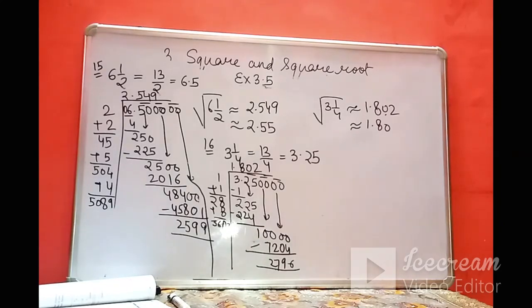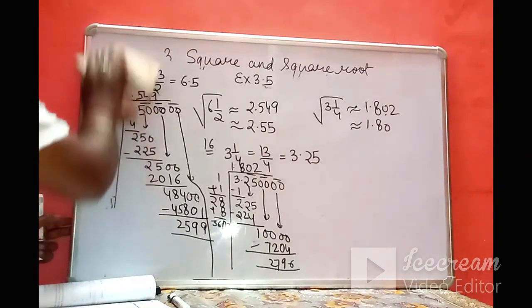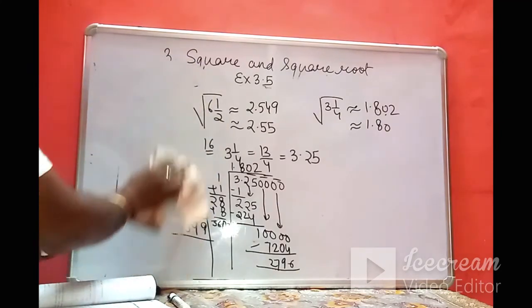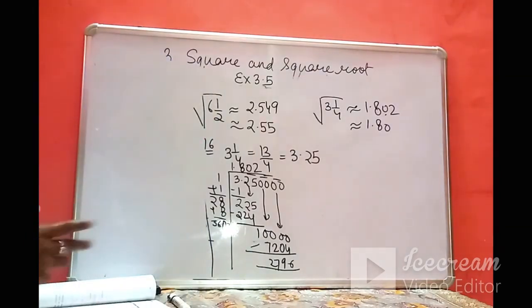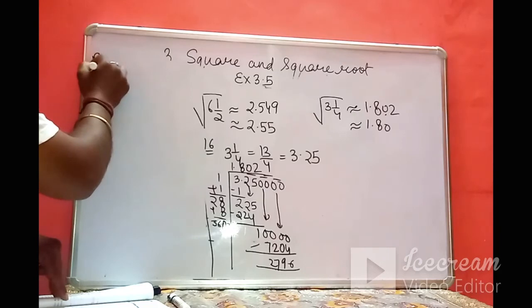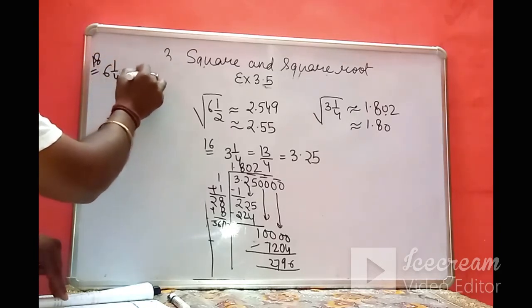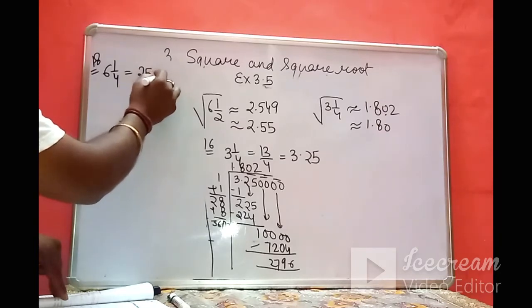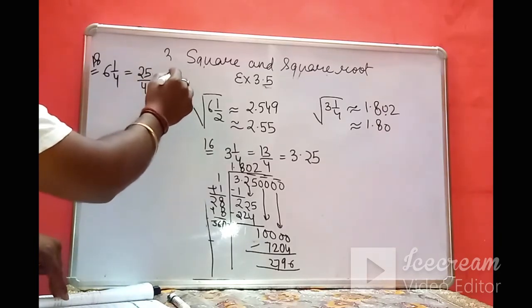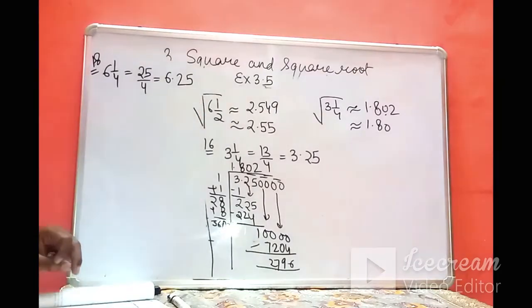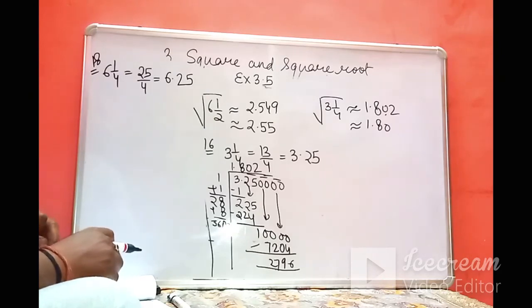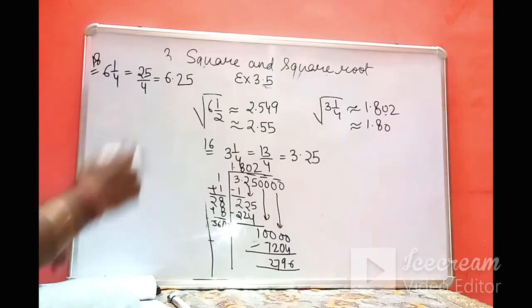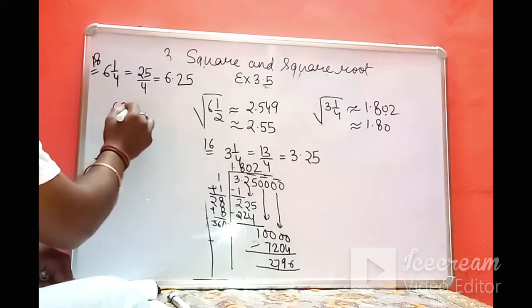Okay, then very last question. Let's discuss the last question also. Now it is written as 6 1/4. That is 25/4. That is 6.25. Okay, so I will write 6.25 here.